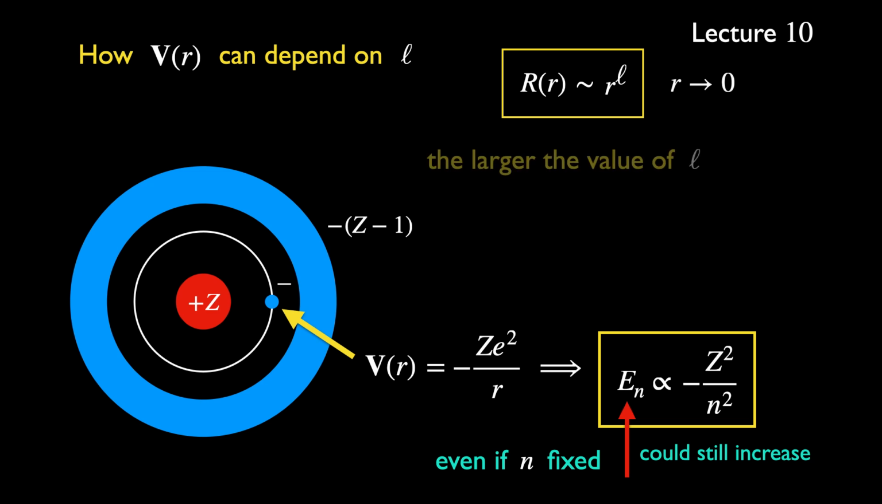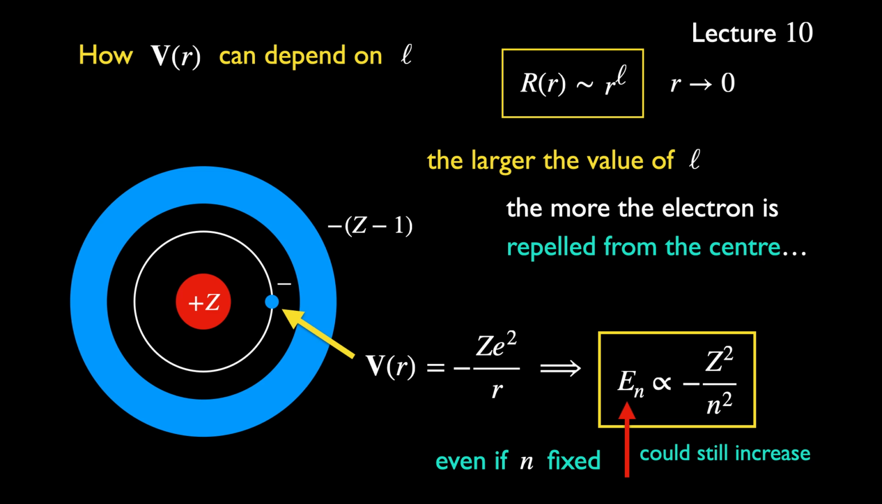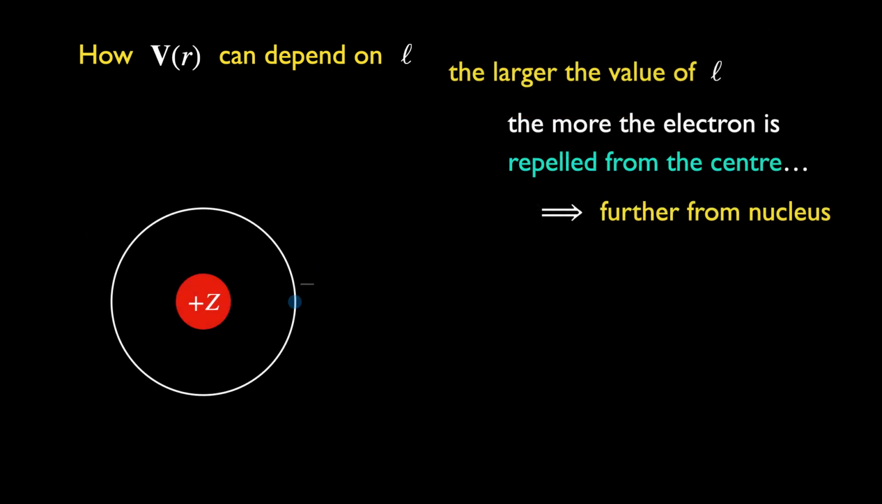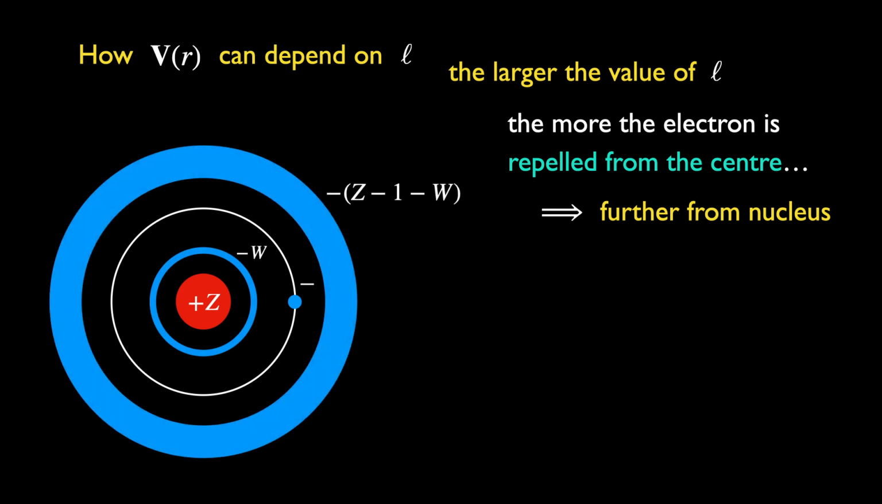Thus, the larger the value of L, the less likely the electron is to be found at the center of the atom, and so on average would be further away from the nucleus. Perhaps like so. Our electron moves past W number of electrons as its angular momentum increases. These electrons act as a shield on the positive charge of the nucleus, which modifies the potential felt by the electron. The atomic number Z is effectively changed to Z minus W.